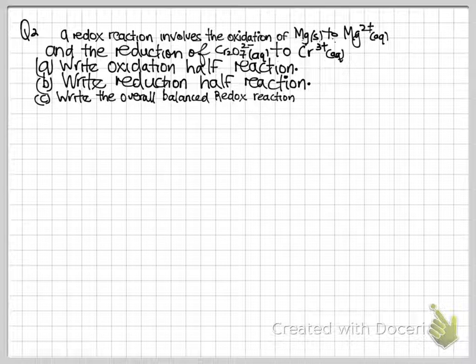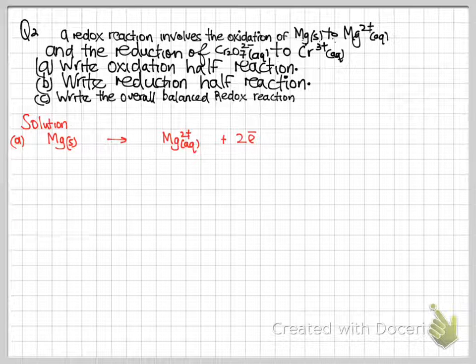Okay, the next question is also very similar to the first one. We're looking at magnesium to Mg2+ and dichromate to Cr3+. Like in the previous example, for the oxidation reaction, you've got magnesium solid going to Mg2+. Remember, oxidation involves loss of electrons. We show it on the right hand side of the equation as a gain in electrons.